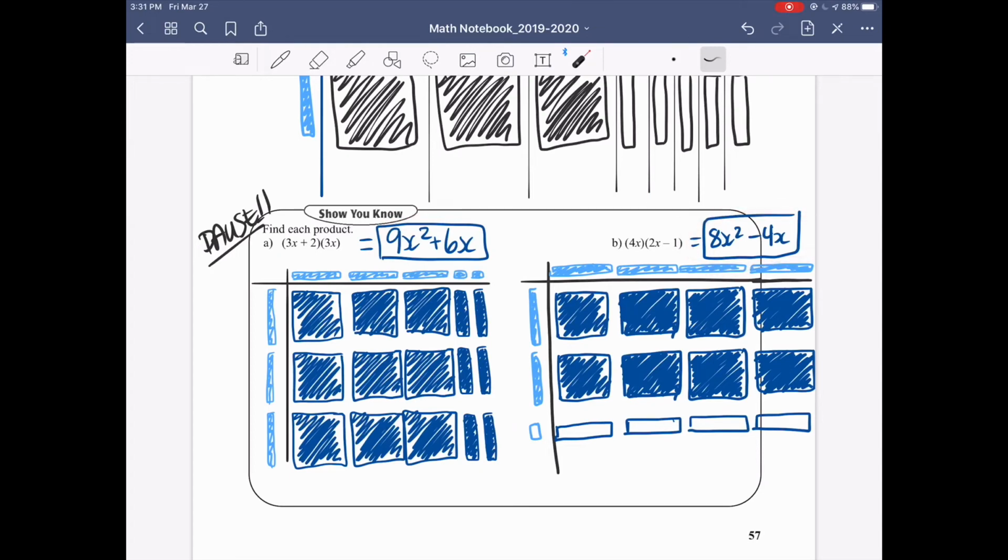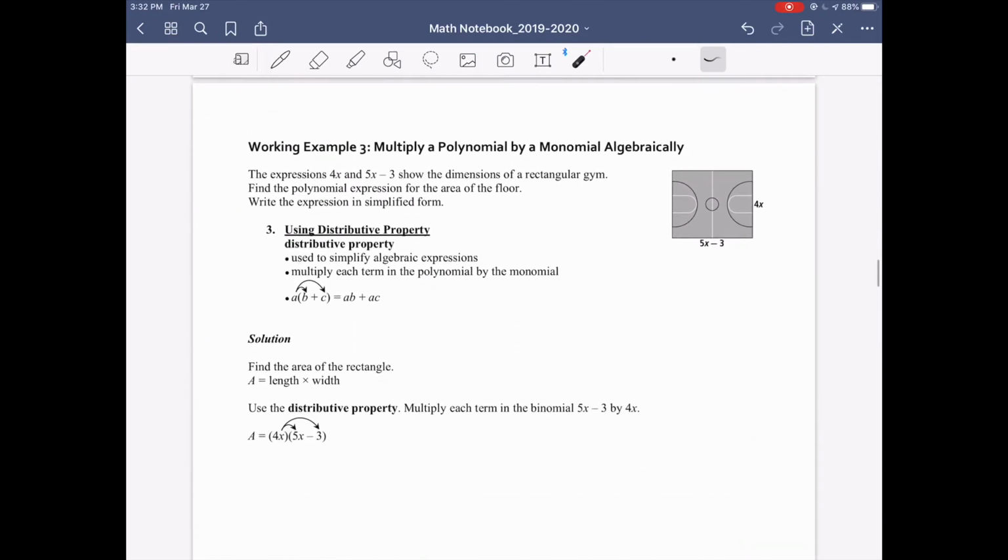If you noticed here in example B, I switched it up. I actually put the binomial on the left and the monomial on the top, just to show you that it doesn't matter where you put each one. You'll still get the same answer in the middle. Okay, so that's the second way you can solve these kinds of questions.